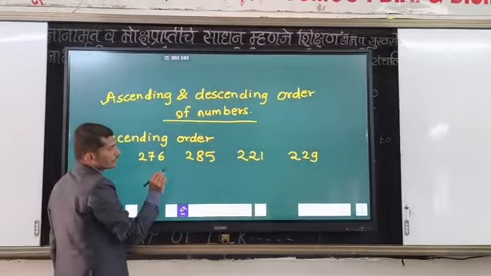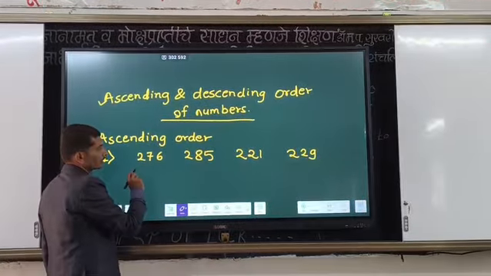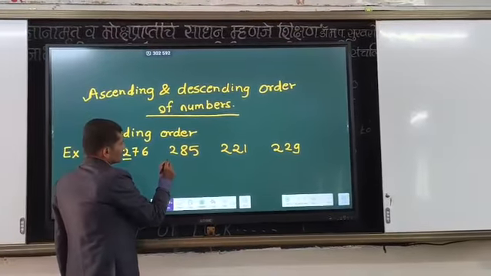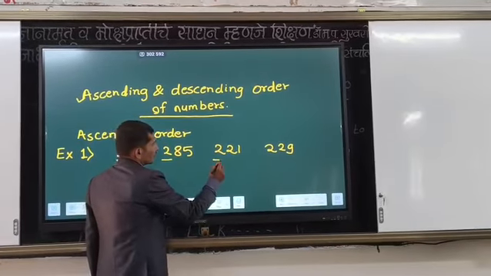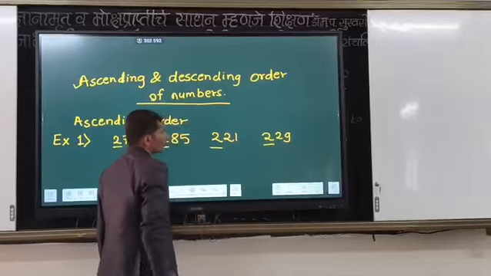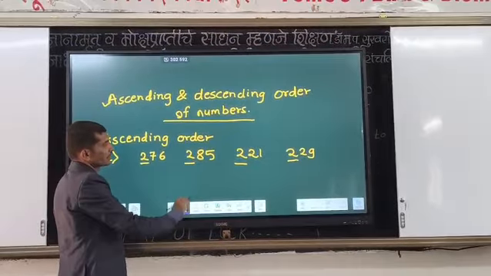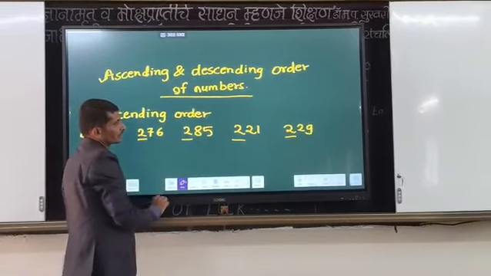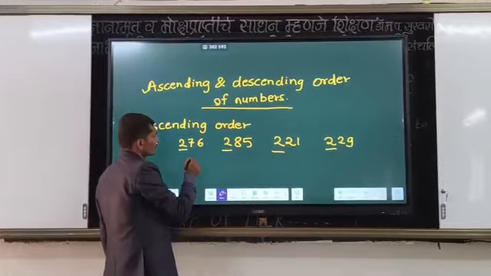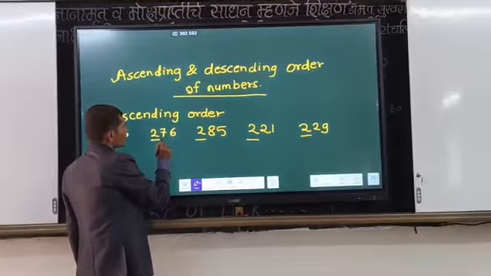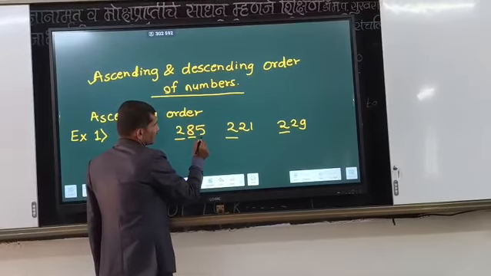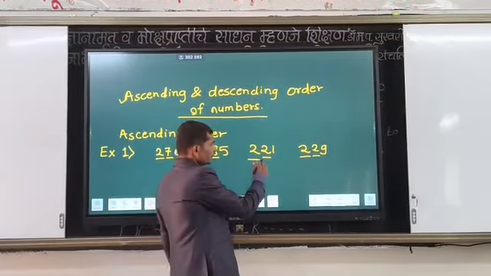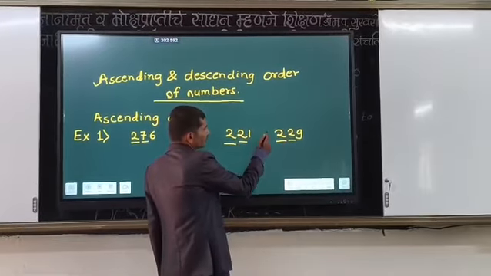We will compare the first digit of all these numbers. See, in this number 2 is the first digit, in this 2, in this number 2 and this number also 2. So all the first digits are similar in all the numbers. Okay, all first digits are similar. So we will move towards the second digit. So see, 7, 8, 2 and again 2. So in these two numbers, the second digit 2 is also similar.